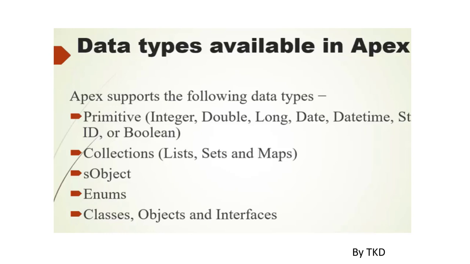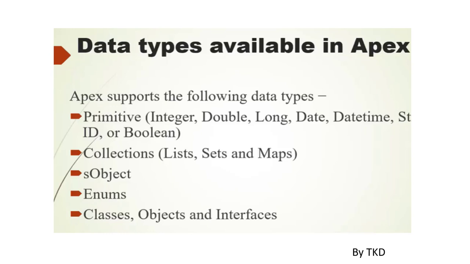Primitive data types are further divided into categories like integer, double, long, date, datetime, string, or boolean. Collections are further divided into three major categories, namely lists, sets, and maps. Then we have sObject.